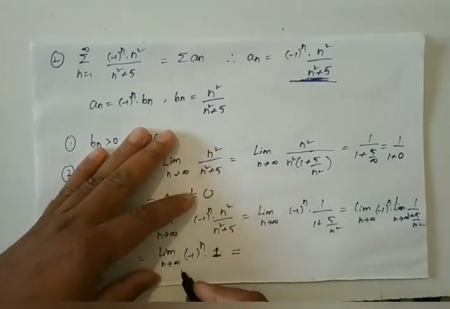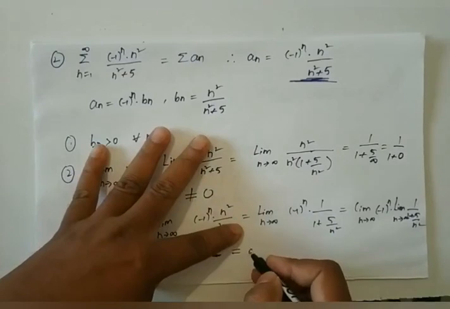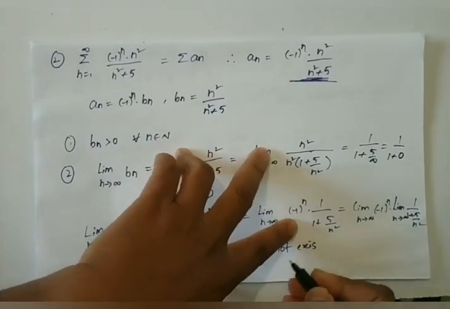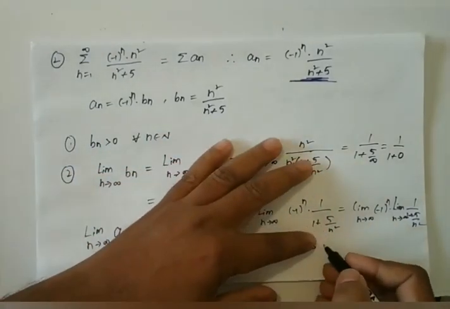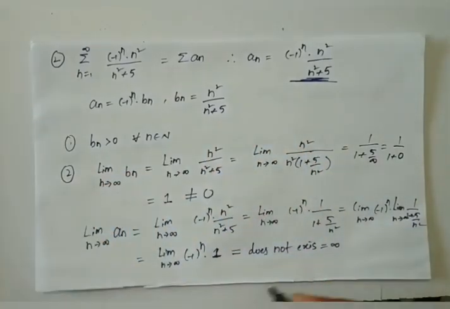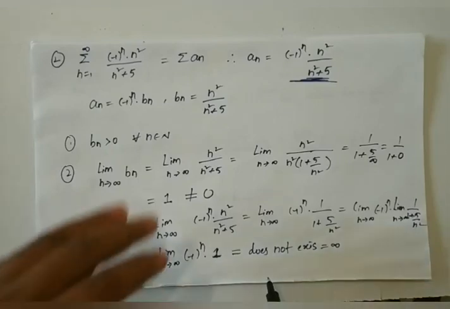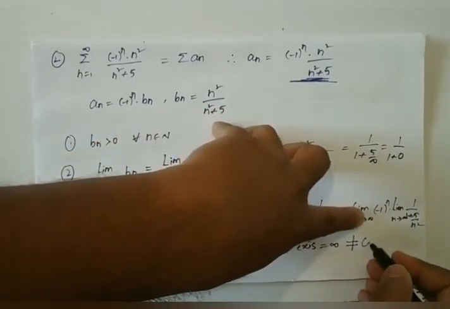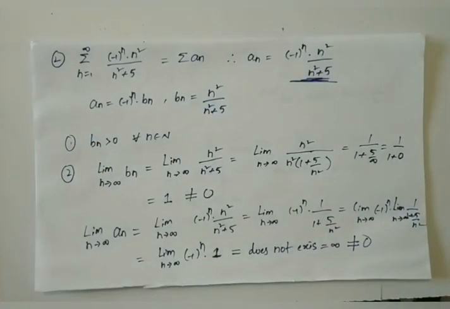So here the limit as n tends to infinity of (-1)^n does not exist. Either plus infinity or minus infinity, take any one. So here the limit of (-1)^n does not exist, that's all. That means either plus infinity or minus infinity. That means the limit of this term is not equal to 0.